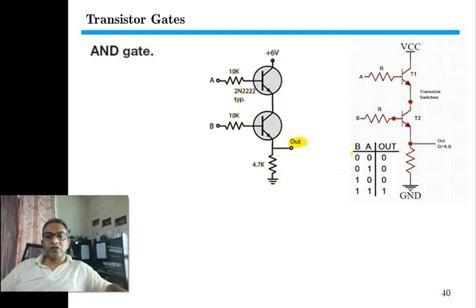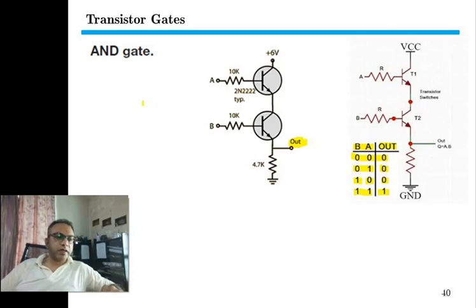The two input AND gate truth table is given over here. B and A are the inputs and out is the output function. And these are the four possibilities. When A and B both are 0, output is 0. When B is 0 and A is 1, output is 0. When B is 1 and A is 0, output is again 0. But when B and A are both 1, only then output is 1. This is the truth table of the AND gate, and we can implement this using this circuit.